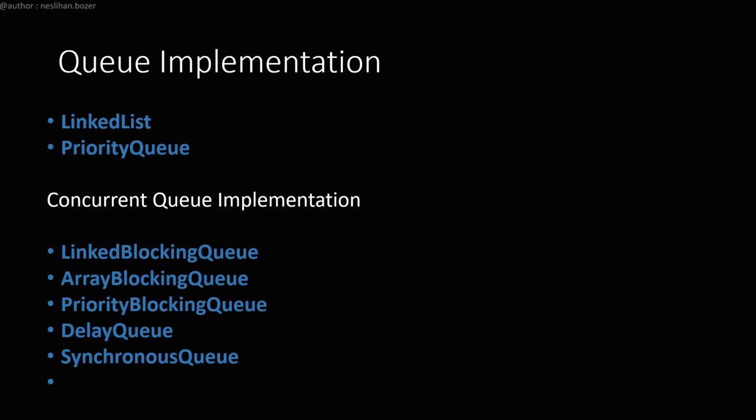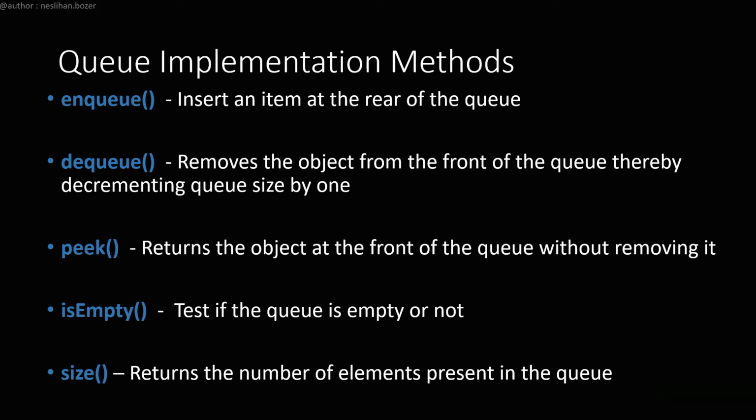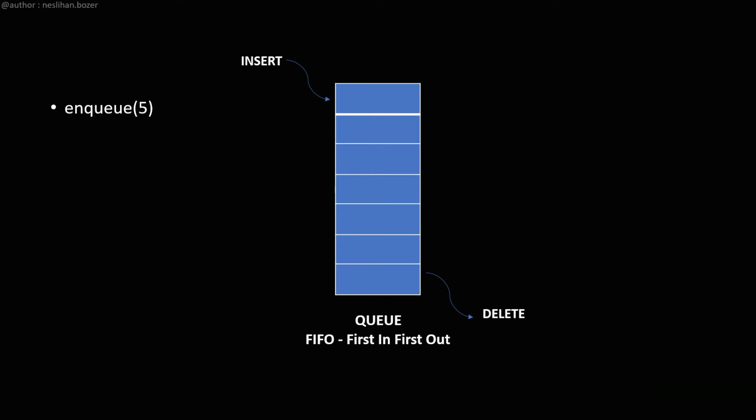Some implementations of queue are LinkedList and PriorityQueue, and some concurrent queue implementations are LinkedBlockingQueue, ArrayBlockingQueue, PriorityBlockingQueue, DelayQueue, and SynchronousQueue. Some methods of these implementations are enqueue and dequeue, the most important methods for pushing and popping elements, and peek for looking at the element, isEmpty and size.